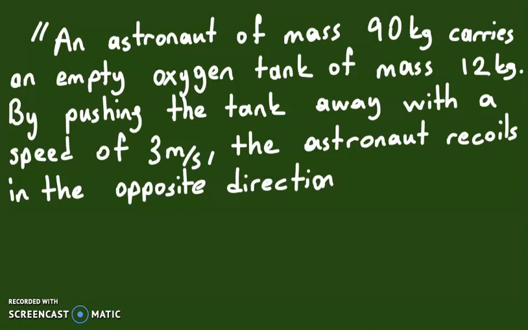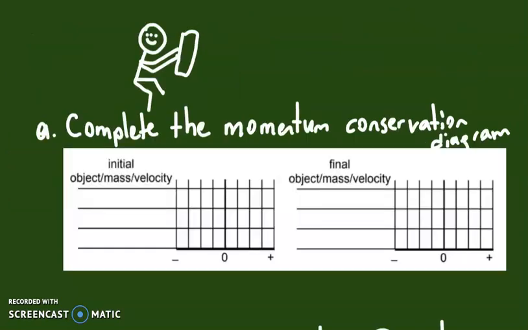Okay, right now let's visualize that first. There's an astronaut here and there's a tank here. So in space you cannot go anywhere, you cannot swim or something like that. But if you push something away, according to the conservation of momentum, you can go in the opposite direction. Okay, so right now let's complete the momentum conservation diagram.